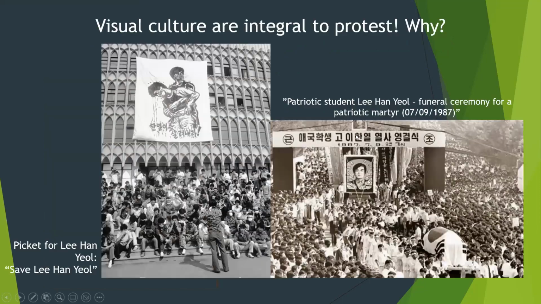So what we see here, though, especially with the deaths of these two students, is that visual culture is integral to protest. Why? Why is it so important to have these kinds of artworks or things to look at when we're protesting something? What do you think?